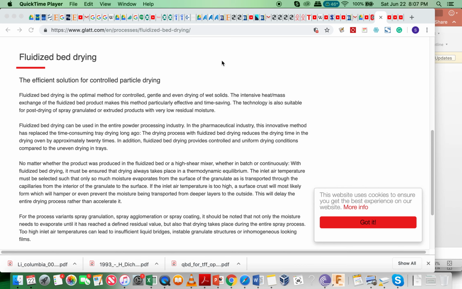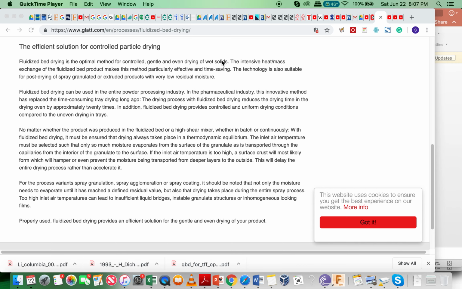The technology is also suitable for post drying of spray granulated or extruded products with very low residual moisture. Fluidized bed drying can be used in the entire powder processing industry, no matter whether the product was produced in the fluidized bed or a high shear mixer.